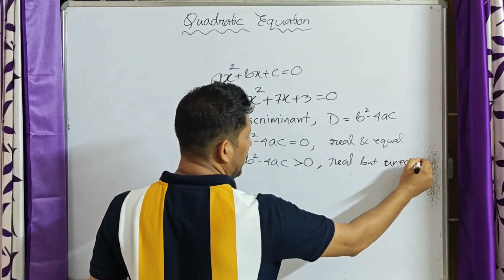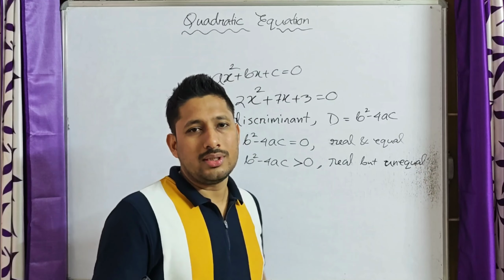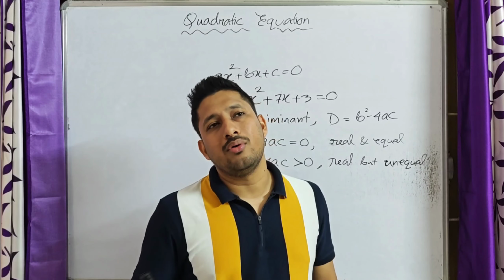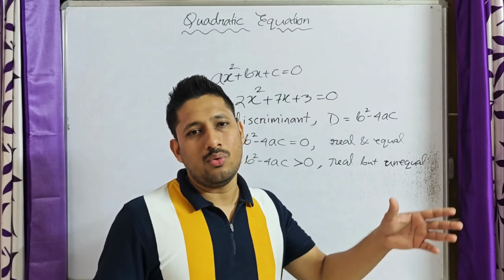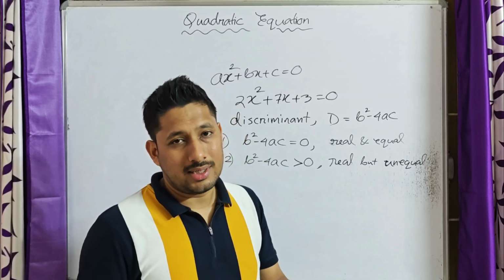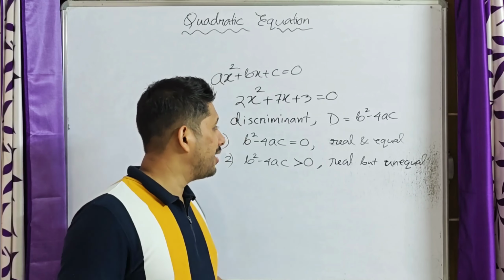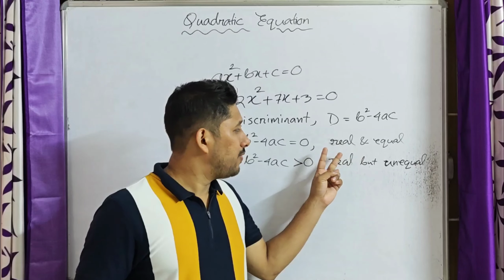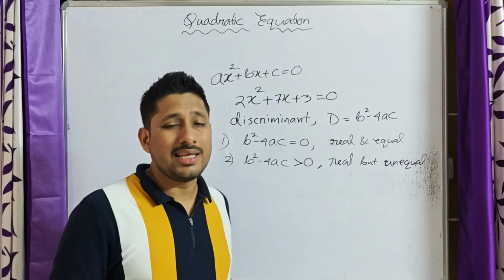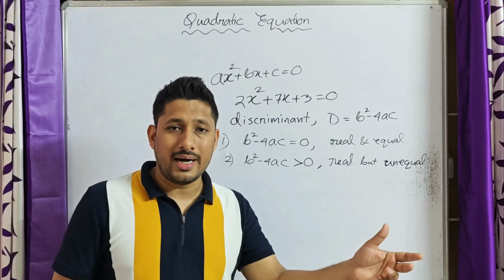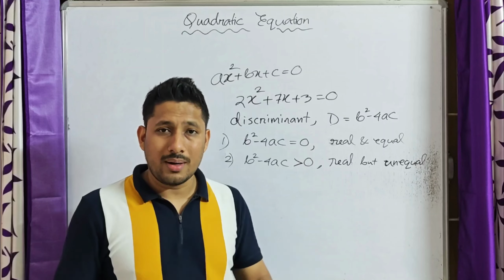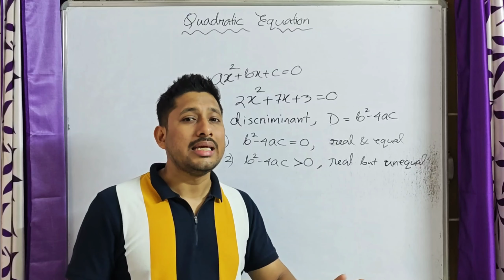Unequal means one root can be 2, the other root can be minus 7. One root can be 3, the other root can be 1 by 9. So that kind of answers you may get. They will be unequal. Whereas in the first case, real and equal, you will get, suppose, 5 and 5, minus 9 and minus 9, 1 by 7 and 1 by 7, real and equal.